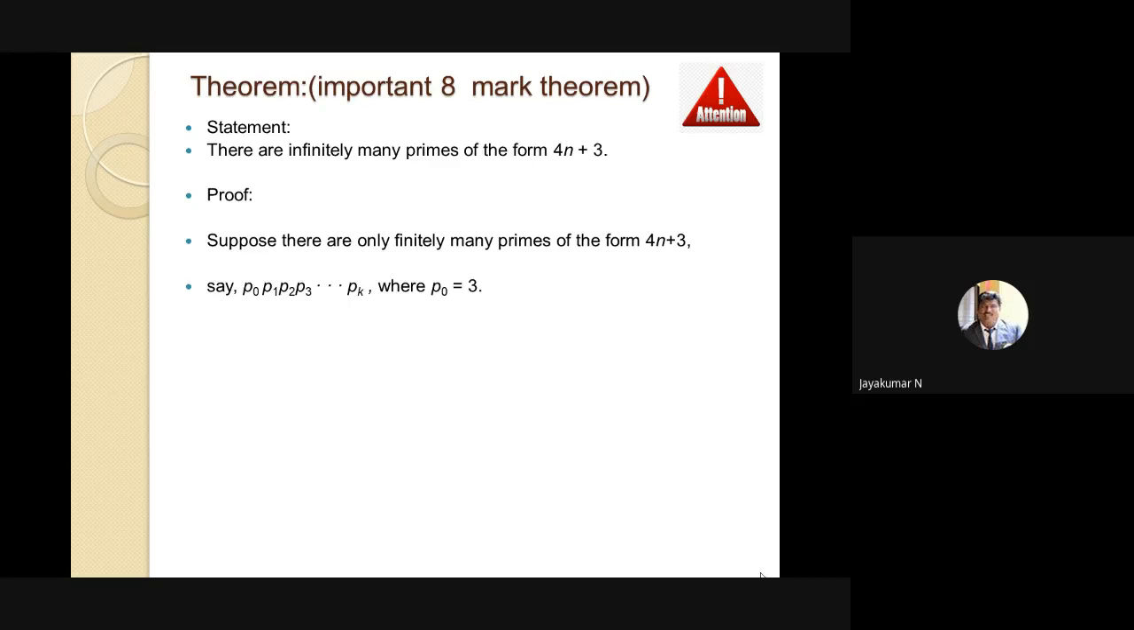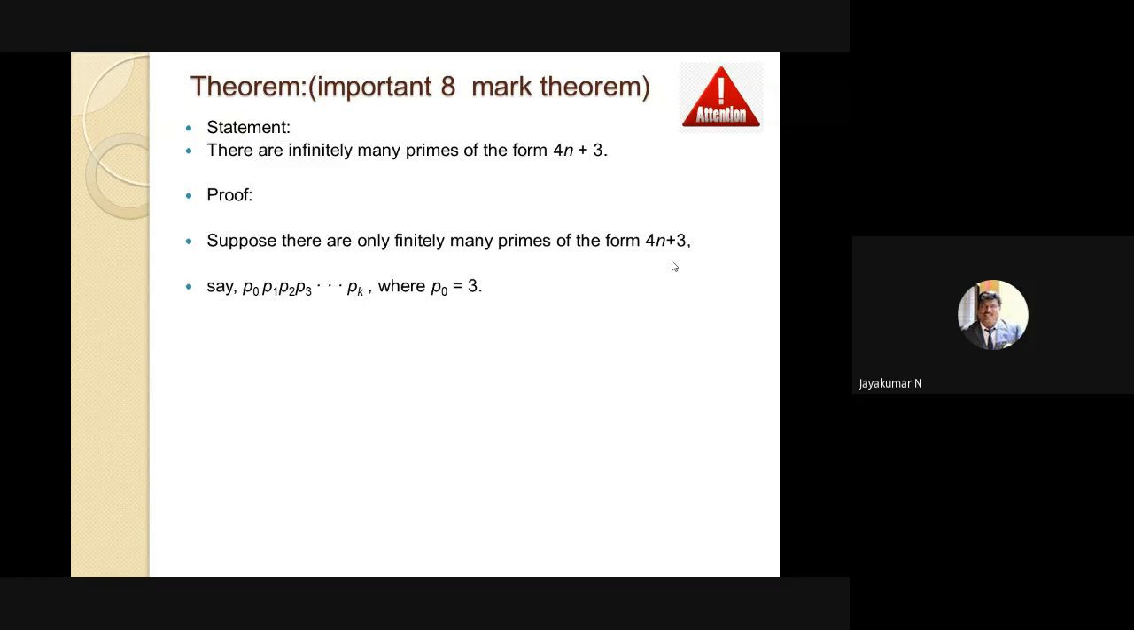pk. There are k plus 1 primes of the form 4n plus 3. I can assume that there are only k plus 1 primes, say p0 to pk, whose form is 4n plus 3. So what do you mean by p0? p0 is the first prime whose form is 4n plus 3. What is that prime number? It is 3. When n is 0, 4 into 0 plus 3 becomes 3. So p0 represents 3 here.